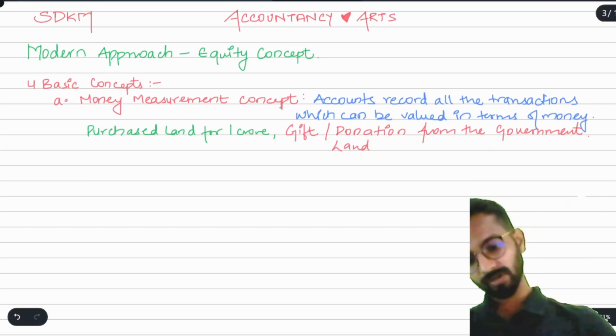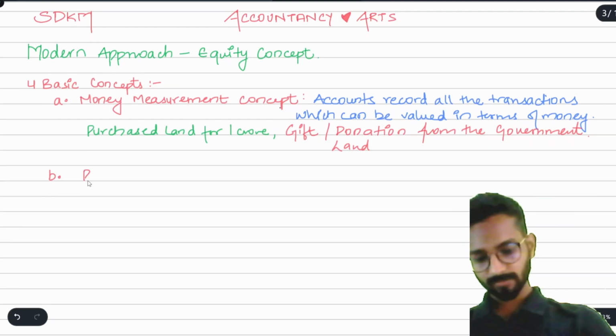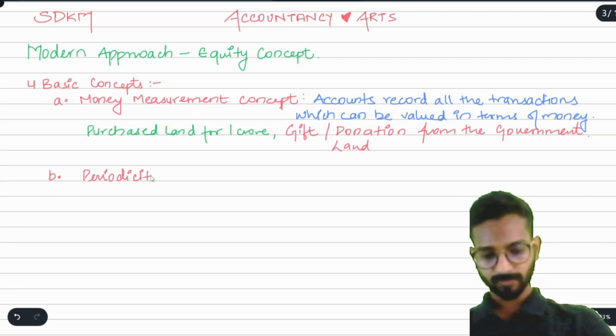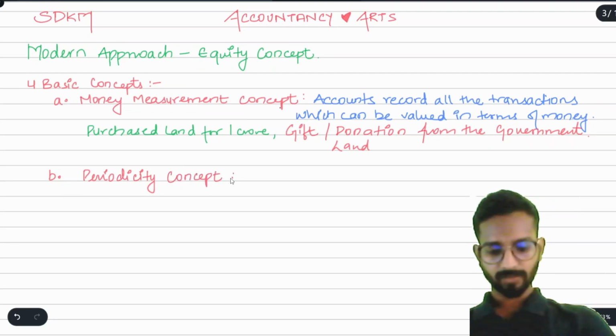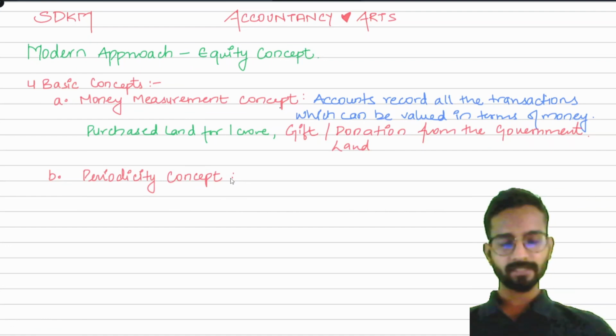Now, point number B is periodicity concept. What does the periodicity concept say? See, suppose the business is running, we are doing a business. Now, the business will run for months, years and years. But we have to prepare books of accounts. Books of accounts are what?